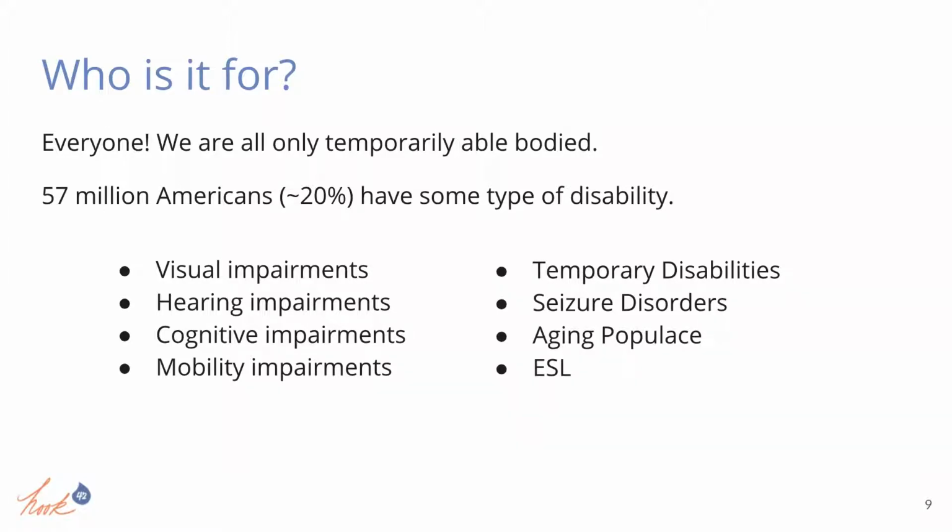But really, 57 million Americans, this is stats from the US, sorry, 20% have some type of disability, but there are disabilities like visual impairments, hearing, but there's cognitive impairments, learning impairments, mobility impairments, and then there's temporary disabilities. If anybody met Amy June downstairs from our team, she has a broken arm, right? So she has to use her tools in a different way. Also, I'm getting older, we're all getting older, right? So the aging populace has some disabilities that maybe they didn't have before.